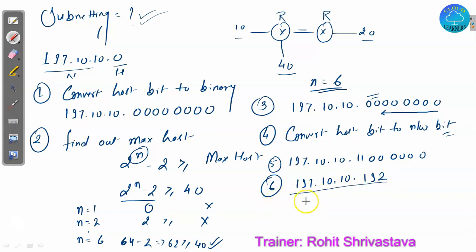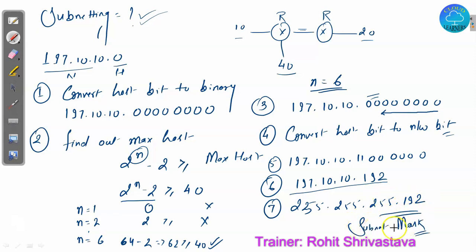Now proceed further. If I ask you to calculate the subnet mask for the same, how do we calculate it? To calculate the subnet mask, as I told you, make every network bit 1. So this is 197.10.10 and 2 bits from here. So it will be 255.255.255.192. This will be the subnet mask. I hope till now it is clear what we have done.